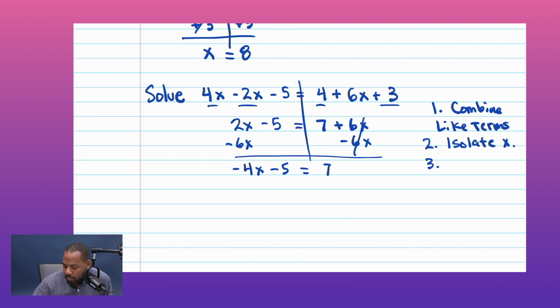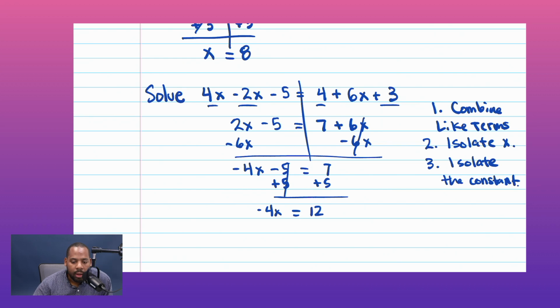My third step is to isolate my constant. So in other words, I want my numbers on the right side. So I have minus 5. So I'm going to add 5 to both sides. So now I have negative 4x is equal to 12. And the last step is divide by the coefficient of x. So x must be negative 3. So my solution is negative 3.